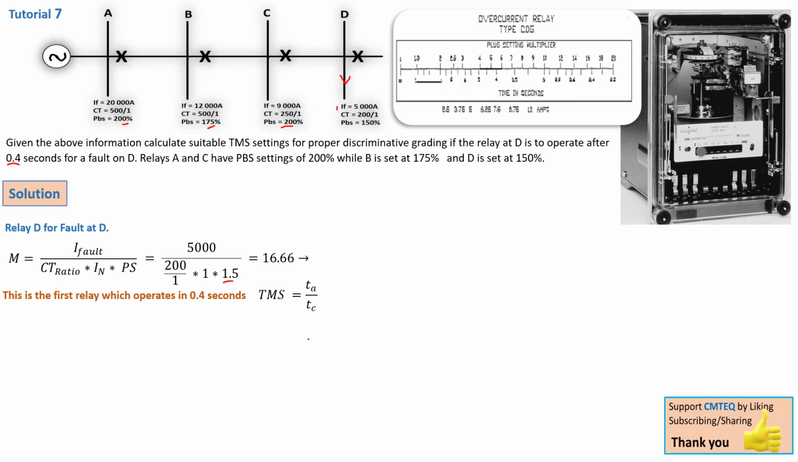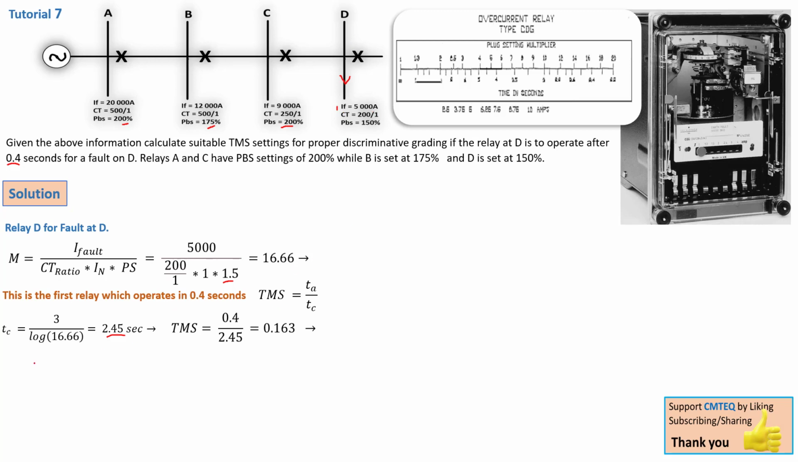But I said earlier that TC is given by your characteristics curve. The characteristics curve here is 3 over log M, but M is 16.66. So we replace and we get a TC of 2.45. And solving for TMS, we have a TMS that will be equal to 0.163.